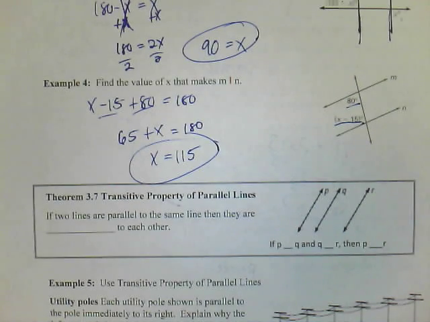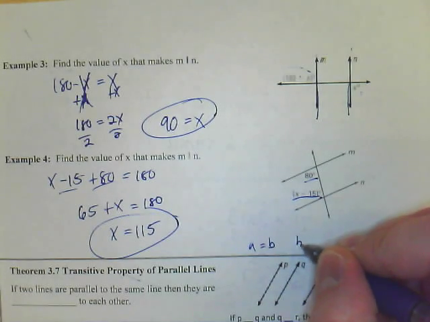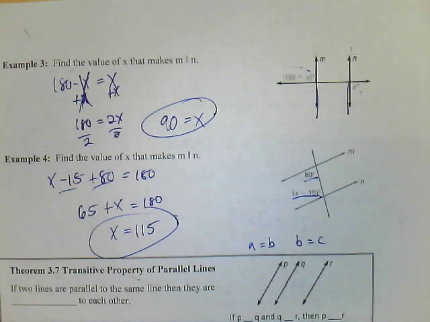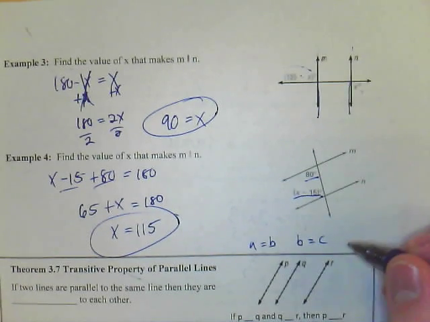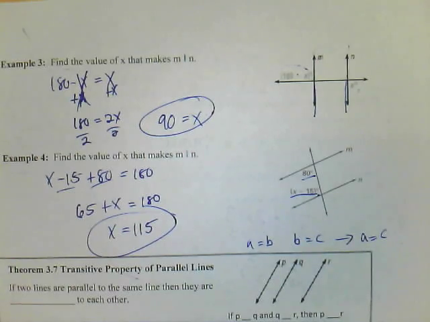Let's look at theorem 3.7. This is called the transitive property of parallel lines. Well, if you remember the transitive property, that was the thing that says that if A is equal to B and B is equal to C, that tells us that both A and B are equal to the same thing, so they must then be equal to each other. So that means that A must be equal to C.